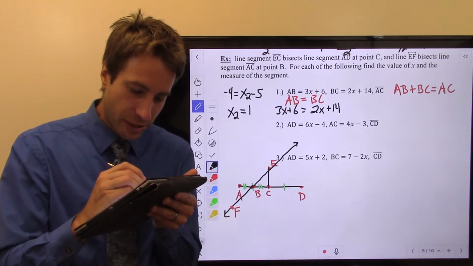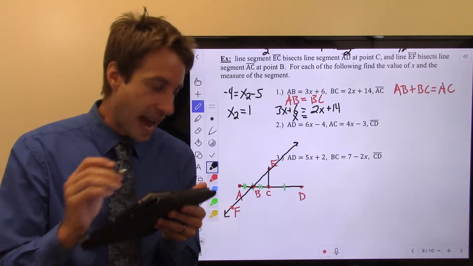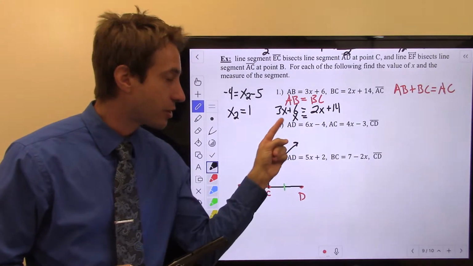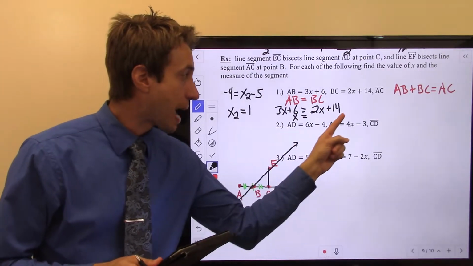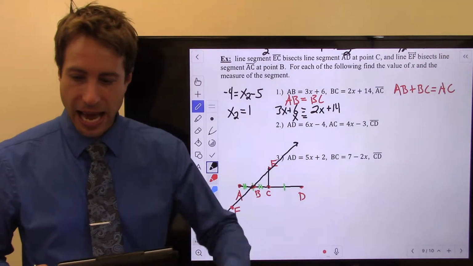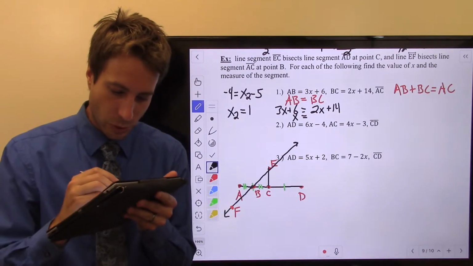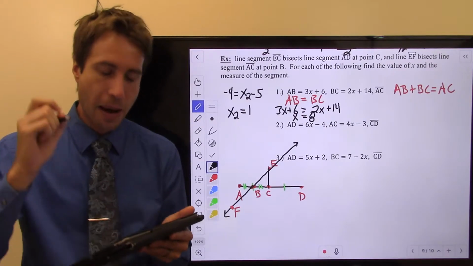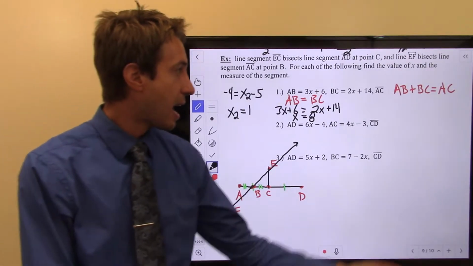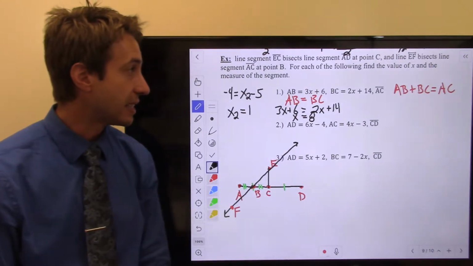Subtract the 2 to the other side, which is going to give me x, right? 3x minus 2x is x. Subtract the 6 from the other side, and you will get 8. 14 minus 6 will be 8, so x is equal to 8. But that's not what I asked you to find. I asked you to find AC.